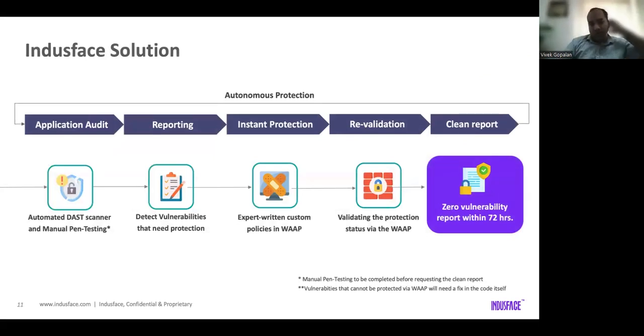So, summarizing everything, we give you the automated scanner and the pen testing, which find the vulnerabilities. These are then patched at our WAF layer by the rules written by our security team, as well as the core rule sets that are part of the WAF. And the revalidation is done through the WAF before the clean scan report is published.